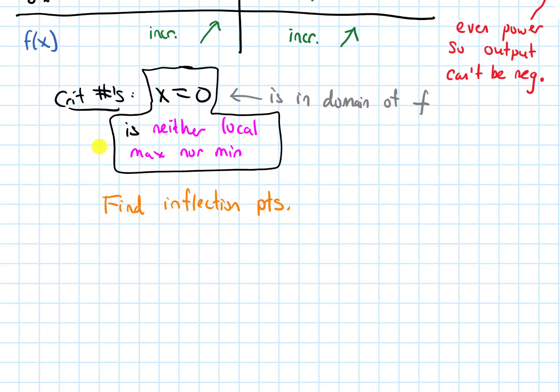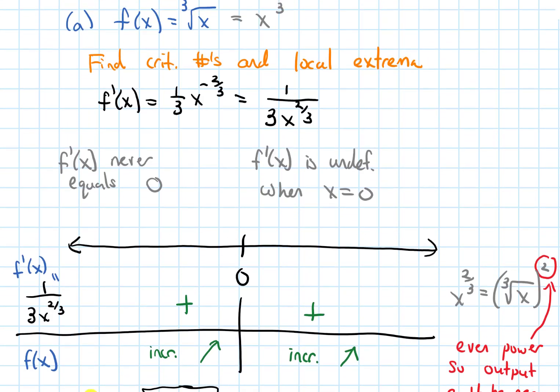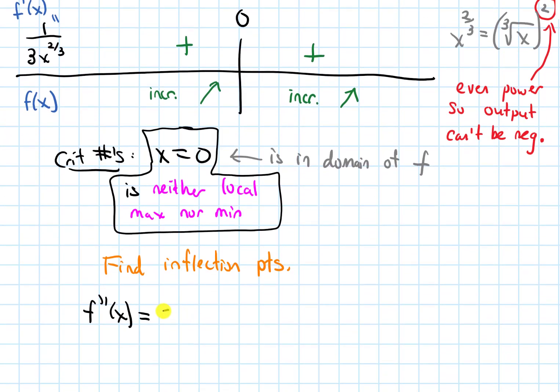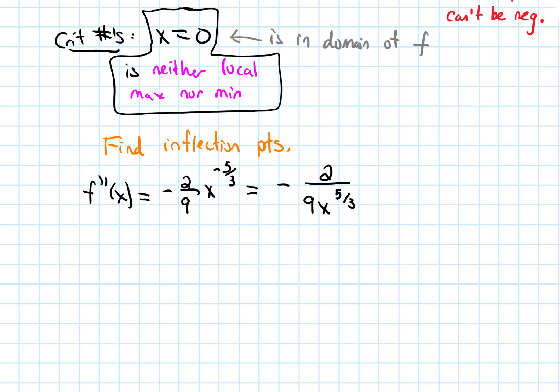Okay, inflection points. We need the second derivative now. Okay, so if we take the second derivative, let's write this in thinner pen. So let's do second derivative. That will end up being, if we take the derivative of this, our first derivative, the negative 2/3 will come down. I'll get a negative 2/9. And we'll get x to the negative 5/3. And I could rewrite this as negative 2 over 9 times x to the 5/3. And now I need to say, when is this second derivative 0 and when is it undefined? So our second derivative never equals 0.